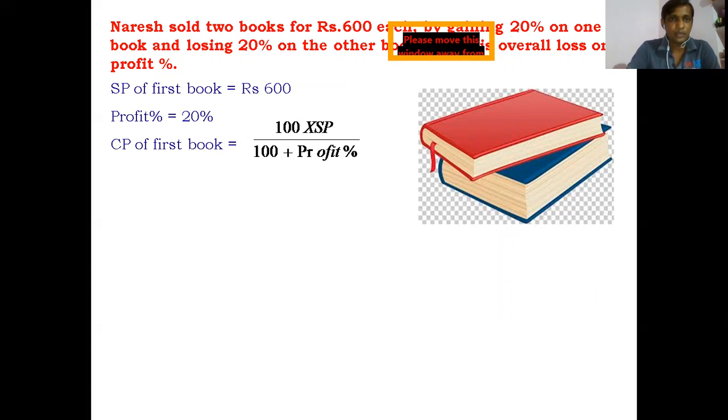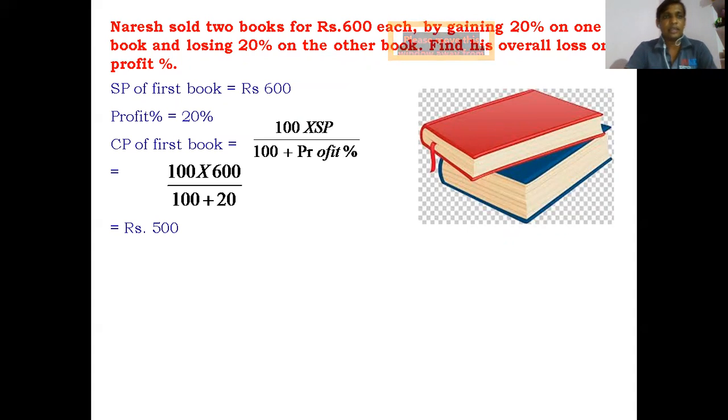That's equal to 100 into 600, SP 600 by 100 plus 20%. That's equal to 100 into 600 divided by 120. So after simplification, I'll get a value of rupees 500. That means cost price of first book is 500 rupees.